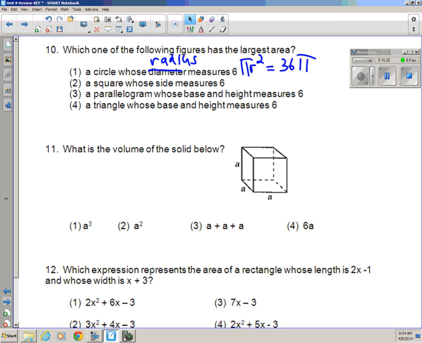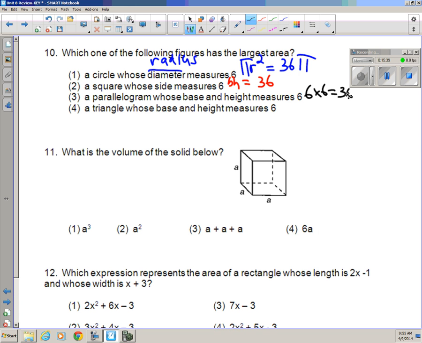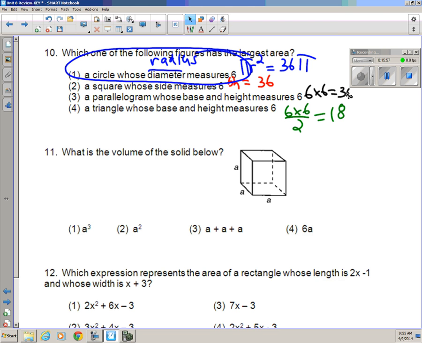If it's a square that measures 6 on a side, you get base times height, which is 6 times 6, or 36. If you get a parallelogram whose base and height are 6, that's going to be base times height, which is 6 times 6, which is 36 again. And if you get a triangle whose base and height measure 6, you get 6 times 6 divided by 2, and in this case you get 18. Well, the one that's going to have the biggest answer is going to have to be A. 36 times a little bit more than 3 is going to be the biggest one that you get.